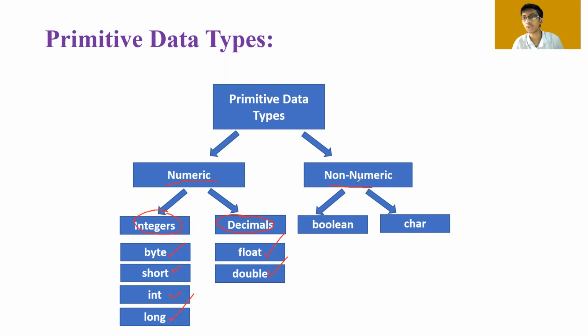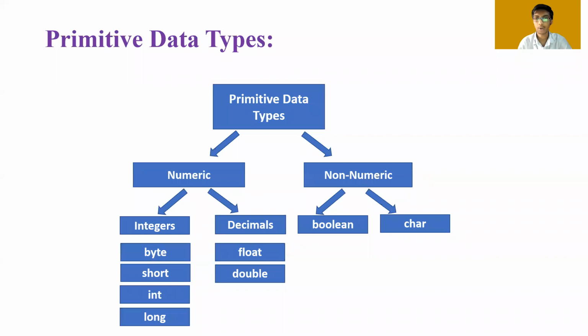To store non-numeric data, we use the char data type. Generally, to hold any character, such as digits, alphabets, or anything like that, we use the character data type. The next one is the boolean data type, which holds true or false values. Now let's see each of these data types.